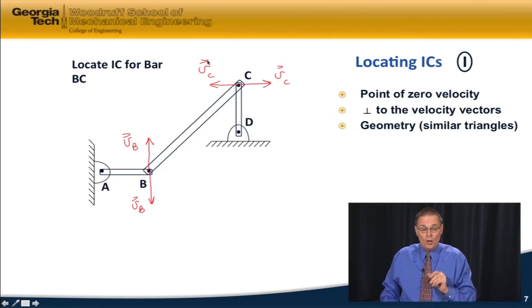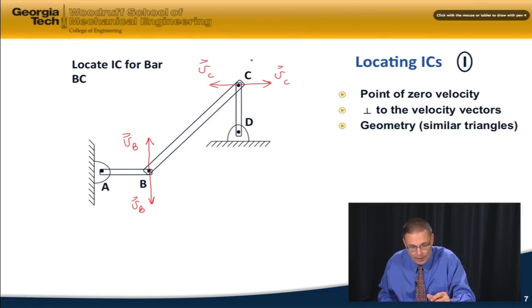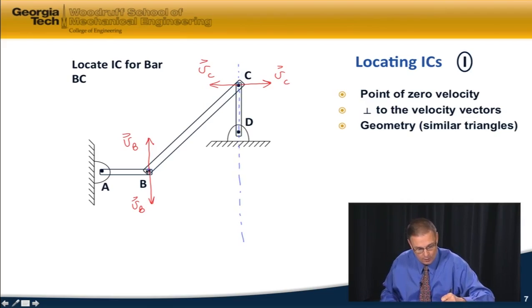And so now, to find the IC for body BC, given those restrictions on those velocities, what I can do is I can drop a perpendicular to the velocity vectors. So I draw a perpendicular from the velocity vectors.